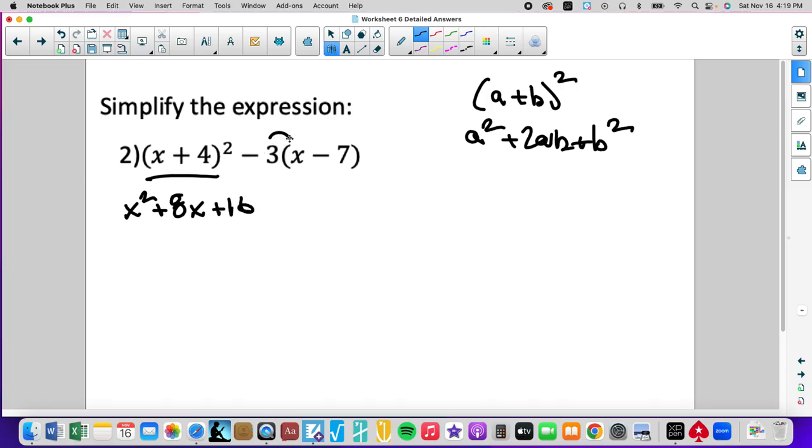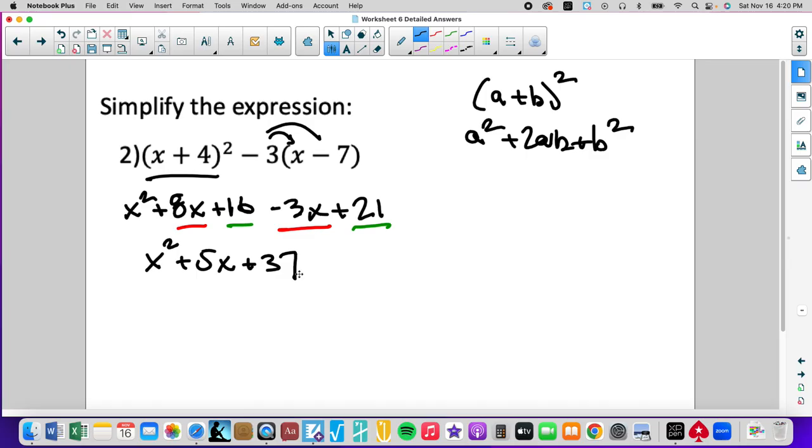Now we're going to distribute this, which is negative 3x plus 21. We'll combine like terms, 8x and negative 3x, which gives us 5x. We have constants that we can combine also, which is 37. And those cannot be simplified any further.